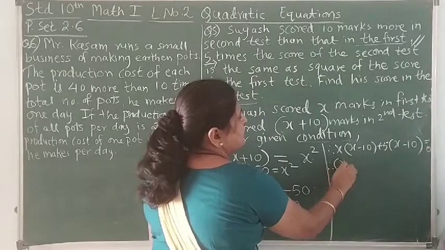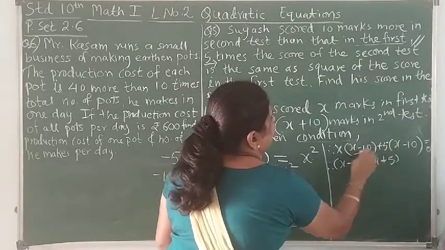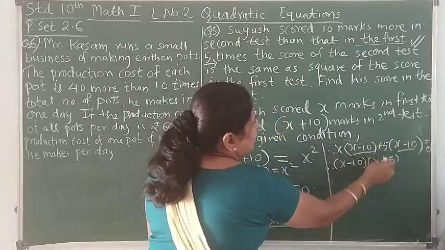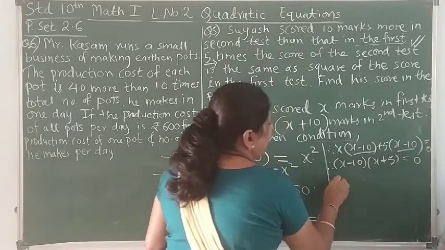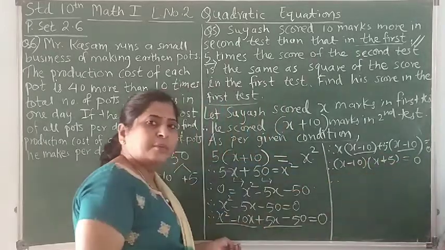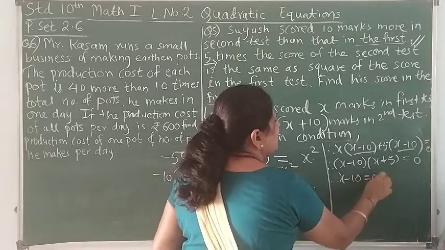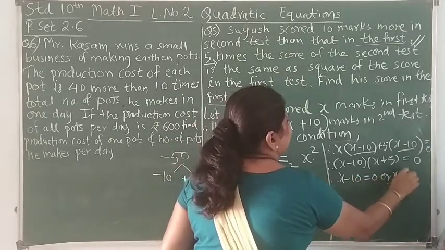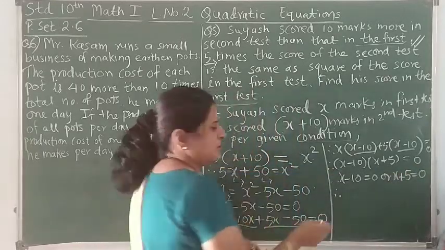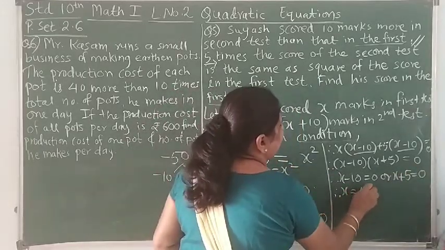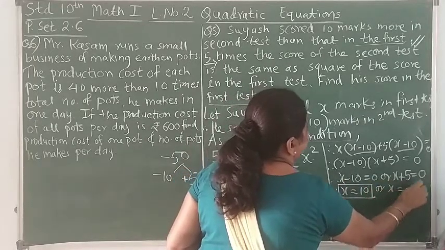So one bracket is x minus 10 and another is x plus 5. Collecting the common bracket, and these are the uncommon terms in the other bracket, is equal to 0. If the product of these two brackets is 0, it means either one should be 0. Either x minus 10 is equal to 0 or x plus 5 is equal to 0. If x minus 10 is equal to 0, x is equal to 10. Or x is equal to minus 5.